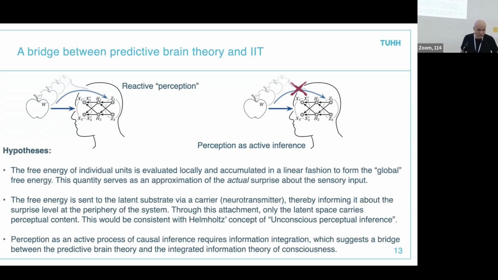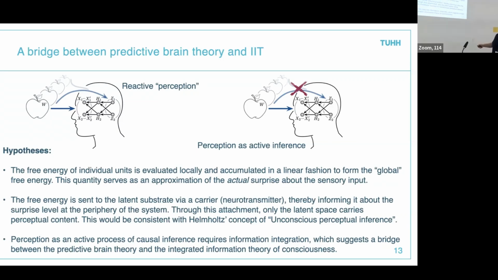And here's the summary with a few hypotheses. The free energy of individual units is evaluated locally and accumulated in a linear fashion to form the global free energy. This quantity serves as an approximation of the actual surprise about the sensory input. The free energy is sent to the latent substrate via a carrier, for example a neurotransmitter, that's a hypothesis, thereby informing it about the surprise level at the periphery of the system. Through this attachment, only the latent space carries perceptual content. This would be consistent with Helmholtz's concept of unconscious perceptual inference.